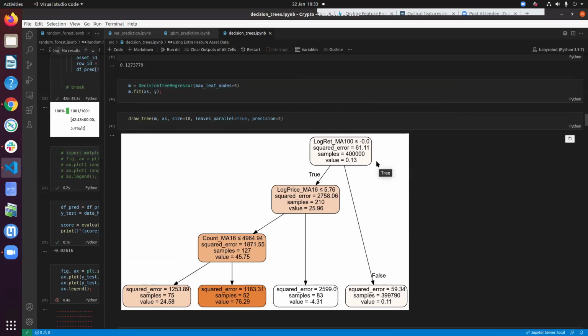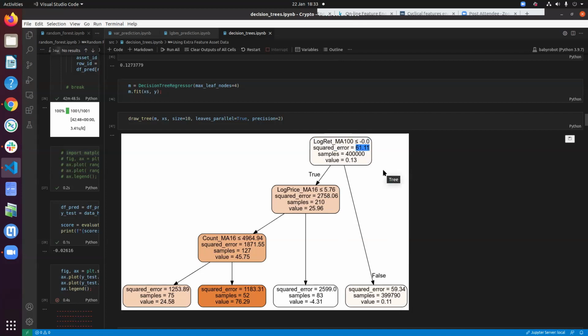So the decision tree is looking at each of the parameters that you have in your table. I added extra parameters in, like the log return moving average over 100 time steps. It tries to find a value within that which would let it split so that it would get the best score for that decision. That's the mean squared error.